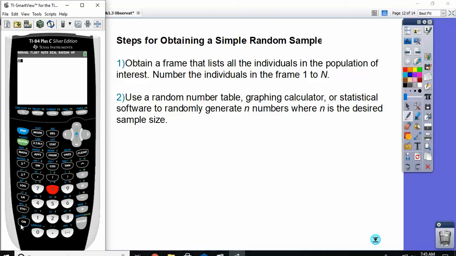Now we have to store this. So right above your on button, there's an STO button. So you hit that. Now we need to go to Math. We are going to go over to Probability. And we want number 1, random. And then hit enter. So right now it just tells me 8. All we've done is store that 8 as a starting point for our random number generator. Now we're going to go back into Math, over to Probability. We want random again.